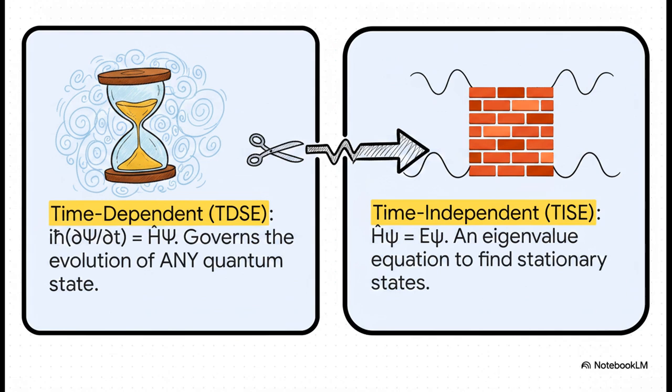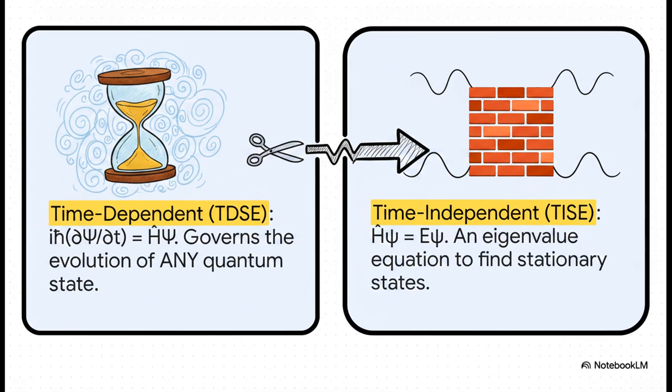H hat on psi equals E times psi. That's an eigenvalue equation. The Hamiltonian operator acts on the wave function and just gives you back the same wave function, multiplied by a number, the energy E. The solutions, the little psi functions, are stationary states. And why do we care so much? Because these states form a complete set of building blocks. Once we find all the stationary states for a system, we can build any possible solution by just adding them up in a superposition. You solve the TISE one time, and you've got the fundamental pieces to describe the system for all time.